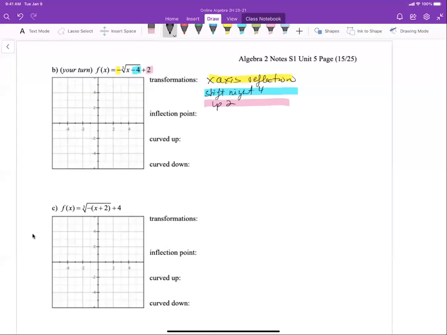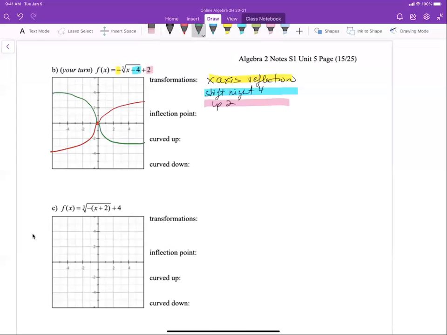Okay. All right, so my original origin was here, and it would have normally looked something like this. But because I have an x-axis reflection, this will look something like this.